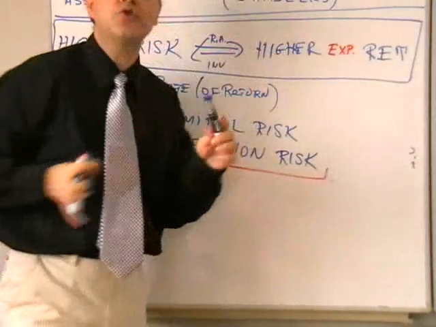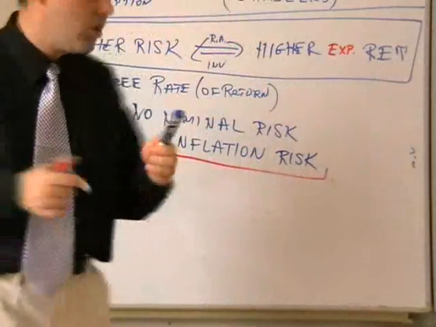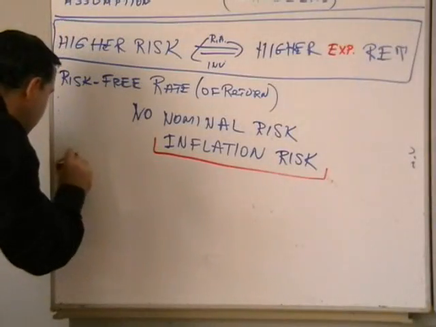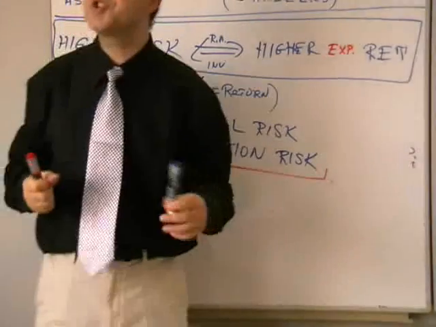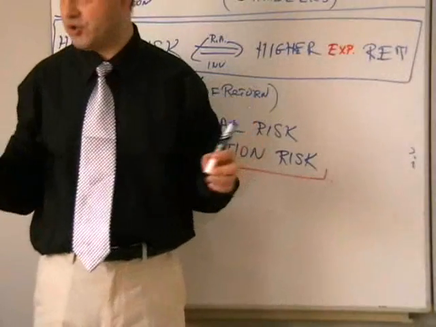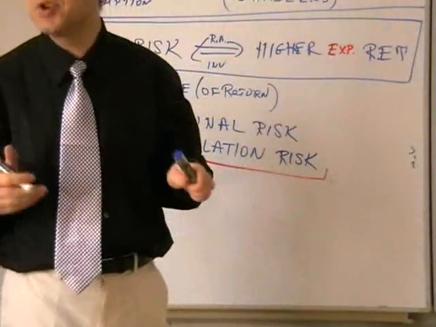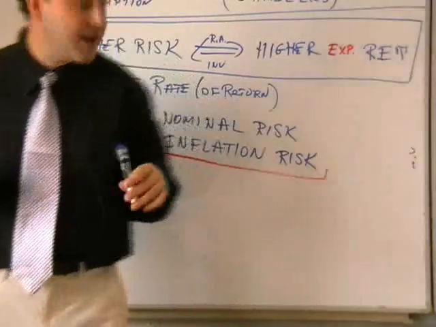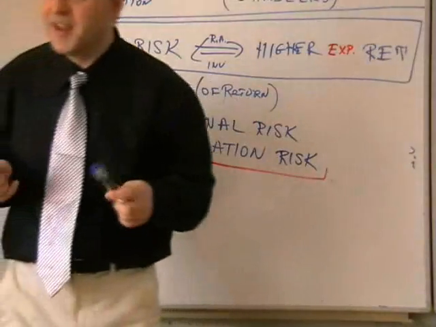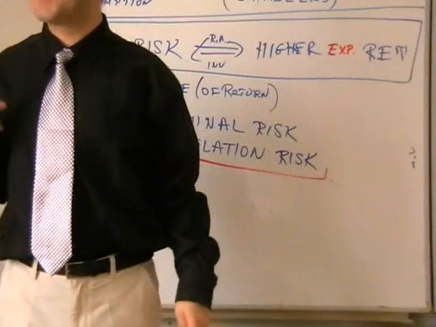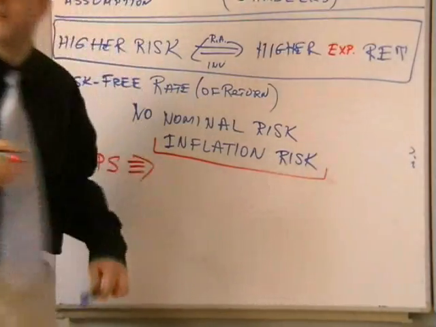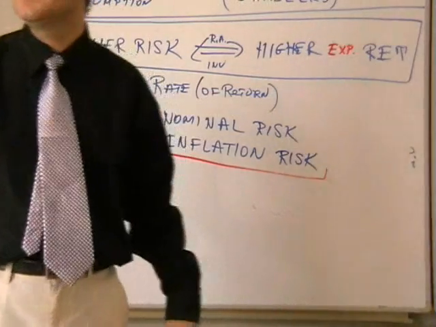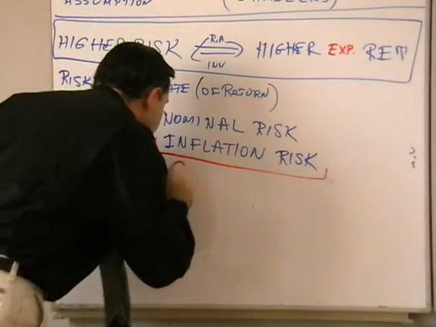Well, there is actually a government security, so-called TIPS. Have you heard of TIPS? TIPS are inflation-protected treasuries. So, this is a government security which protects you against inflation. What's the trick with TIPS? The trick with TIPS is that they use a measure of inflation called CPI.